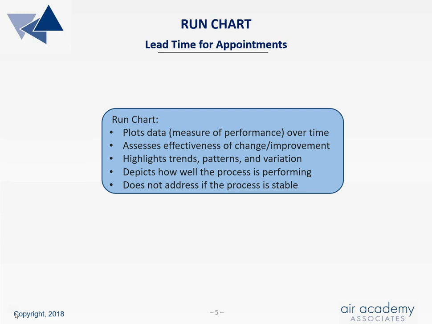The run chart does not tell anything about the stability of the process. The process can actually start to go out of control, and it might be hard to determine that from a control chart.